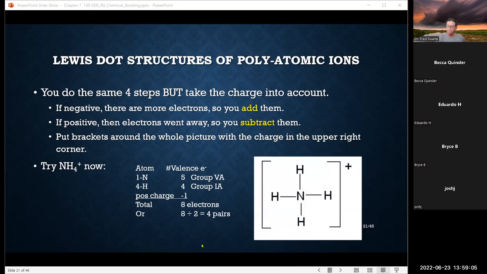Okay, and there you go. Here's a better picture in mine. All right. Now that is for the cation, which again, I stated we only got one.